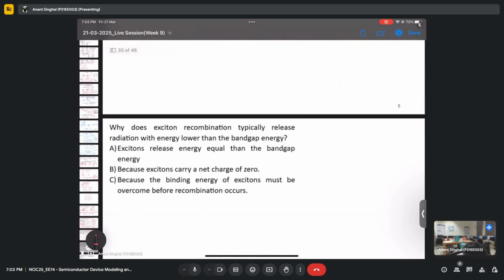Why does exciton recombination typically release radiation lower than that of the band gap? Because if we increase more than the band gap, it will become a direct recombination generation. So what we want is something in between. So that is the case. Now let's see the options. Exciton release energy equal, no. Carrier net charge, no. There is a charge, but they are neutral. Both the electron and the hole have a charge, but they are neutral because the binding energy of the exciton must overcome. Yeah. So option C is the correct answer directly.